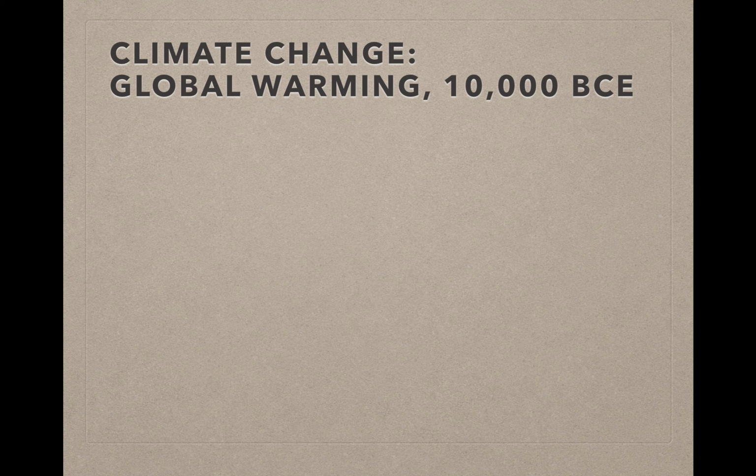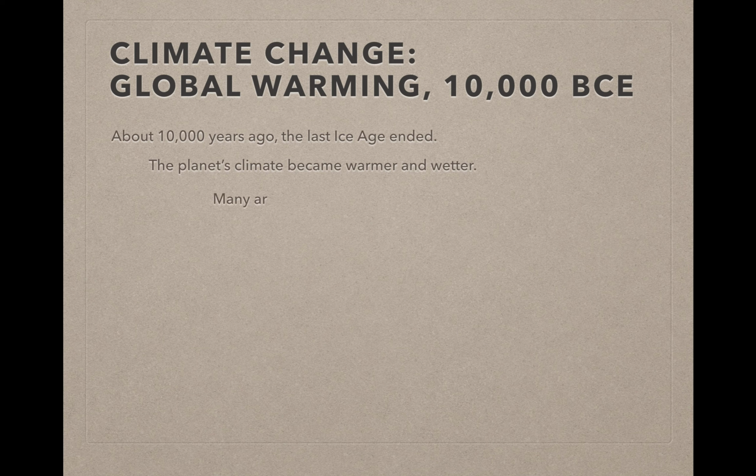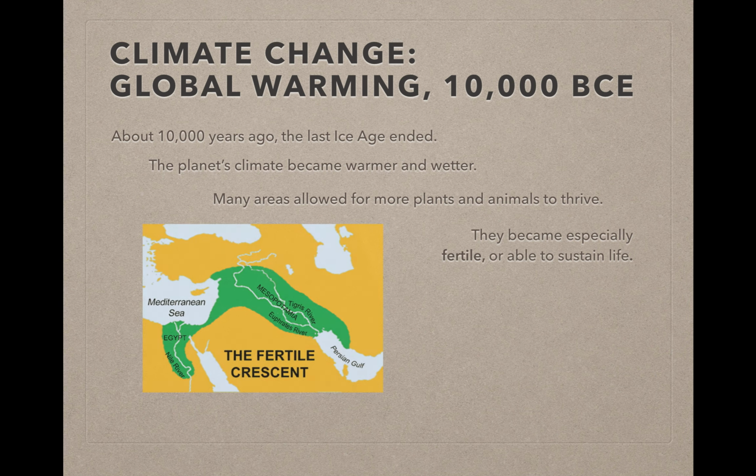Now, around 10,000 BCE, lots of regions of the world started to have extra water, okay, because the climate began to warm. There are lots of theories for why, but we do know that it began to warm. So about 10,000 years ago, the last ice age ends. The planet gets warmer and wetter. Many areas start to have more plants and animals, and that basically means that they're fertile or able to sustain life. The first really big region where this happens is the Fertile Crescent.